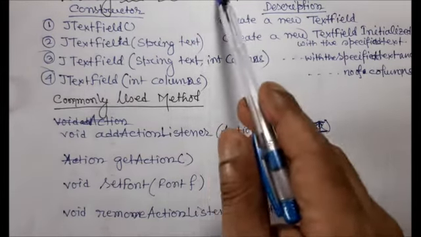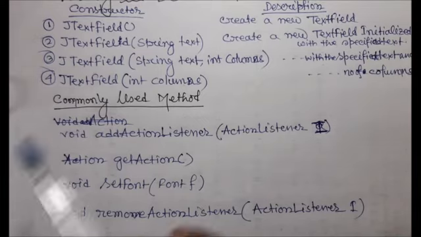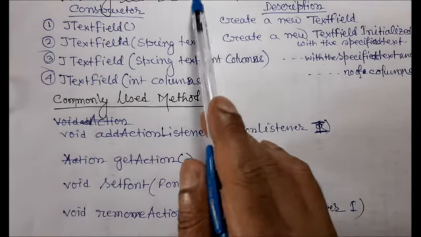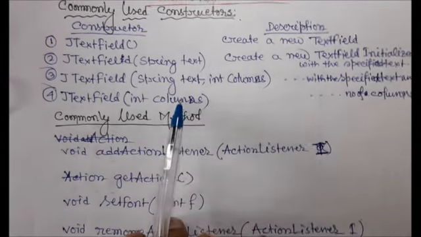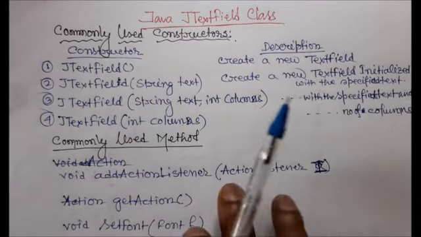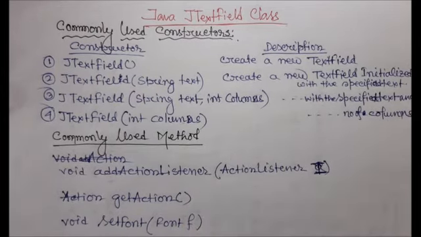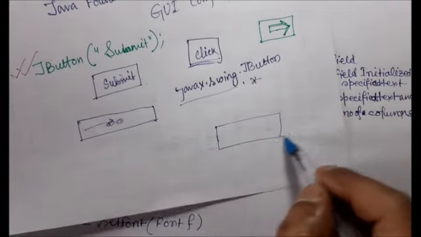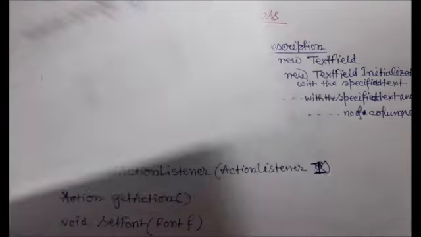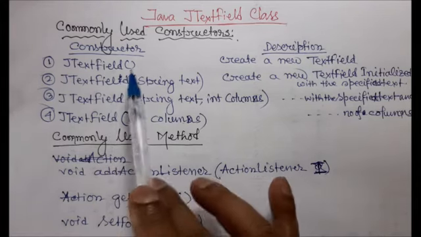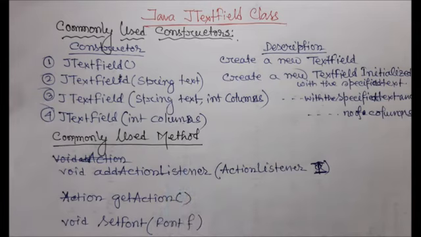The constructor name must be the same as the class name. We already know the class name is JTextField. So, the first constructor, JTextField, we are going to use most of the time, because it just creates a text field, with no text assigned or initialized. If I pass no argument, only a blank text field will be created.